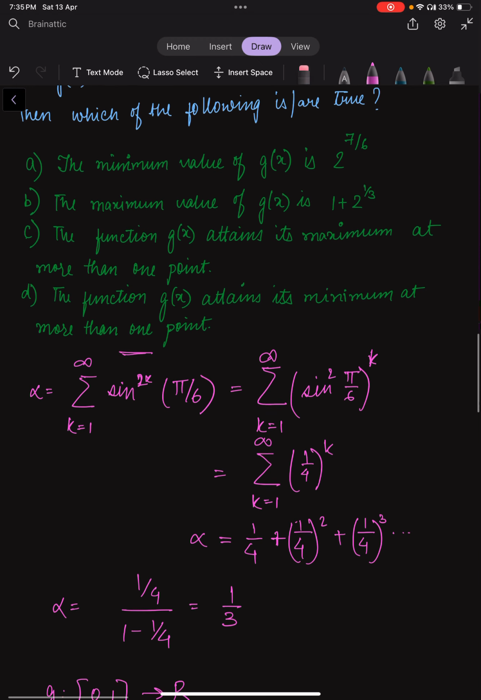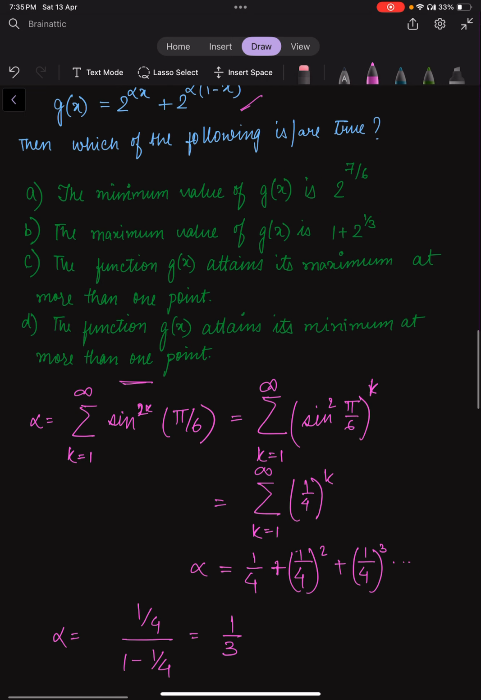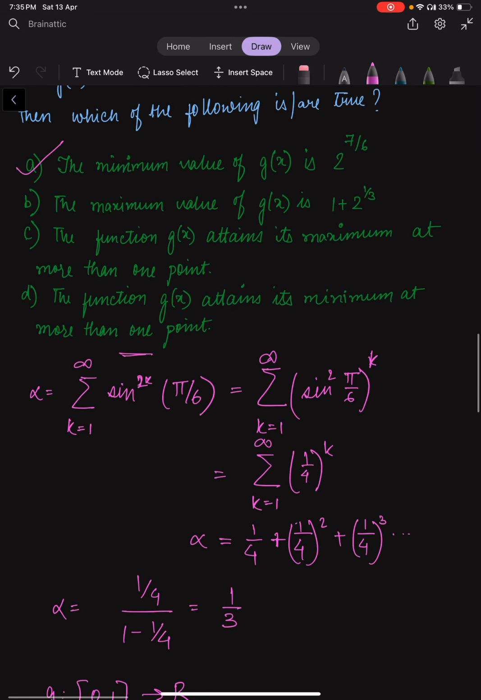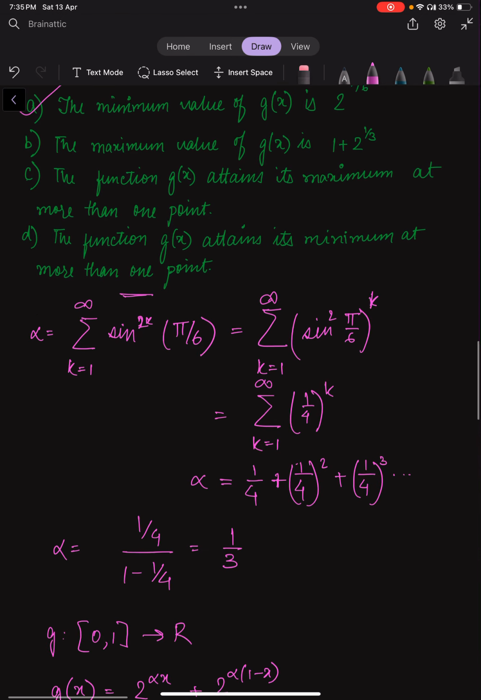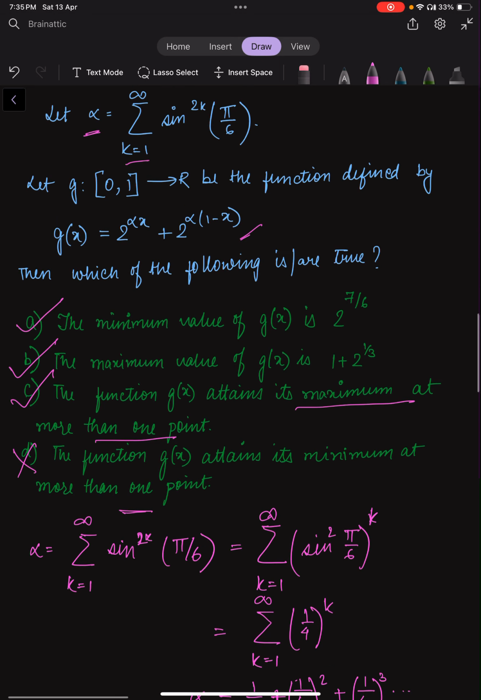So now we have almost all the information to answer the problem. We'll just examine the options given to us. We found that the minimum value of g of x is 2 power 7 by 6. The maximum value of g of x is 1 plus 2 power 1 by 3. The function g of x attains its maximum value at more than 1 point, which is also correct. The function g of x attains its minimum value at more than 1 point, which is wrong. So your correct options are A, B, C.